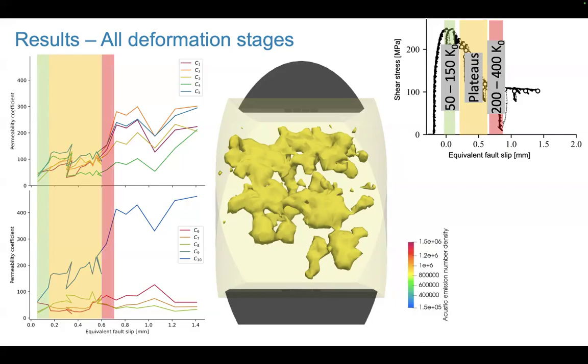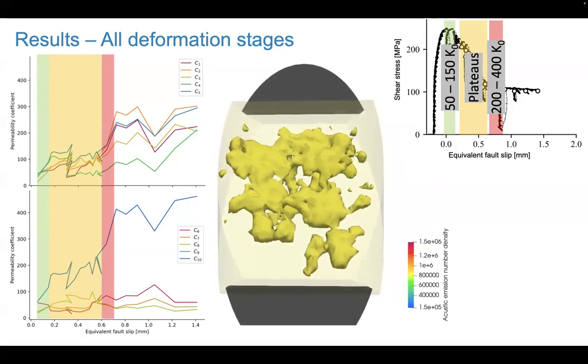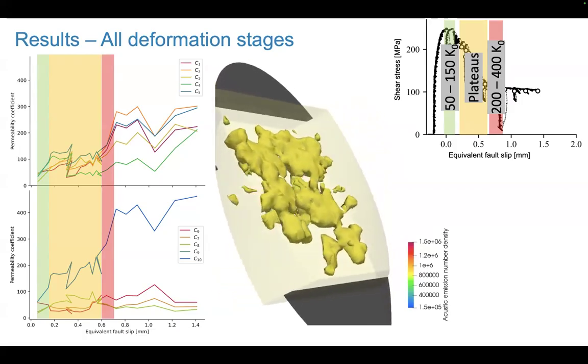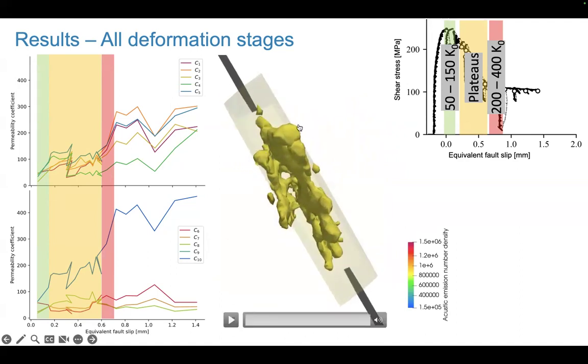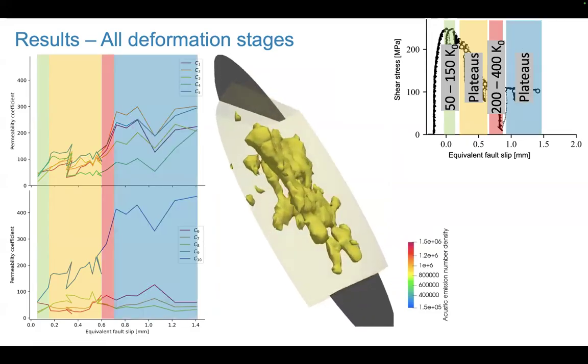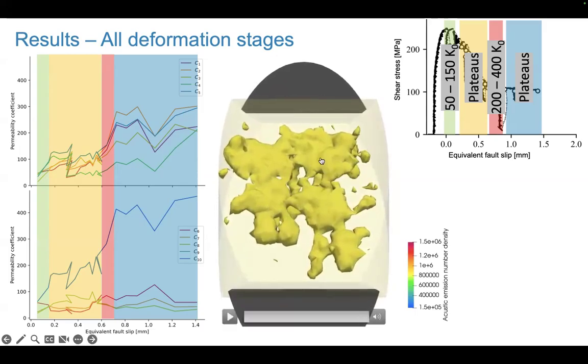Then we have a sharp increase for equivalent fault slip just above 0.6 millimeters. And if we check the acoustic emission density field in these particular stages, we can see that it's exactly when the two main fractures are connected here in the top part of the fault. And then again, we have a plateau. So the permeability doesn't increase much. And again, we can see from the acoustic emission density field that there is a small expansion of fault zones, but they are already connected. And so there is not much to be gained with it.